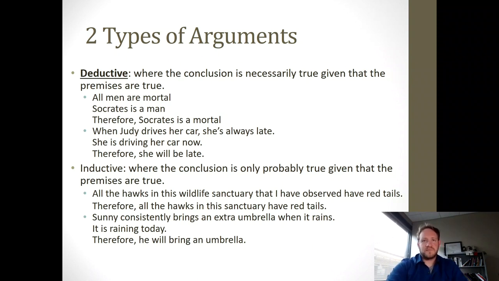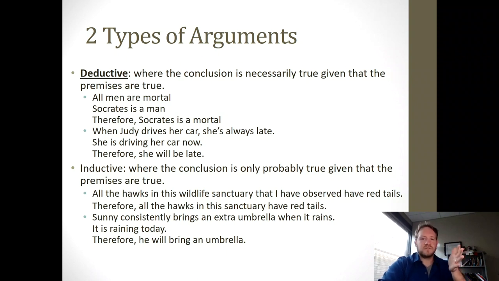And so let's look at a couple examples here. All men are mortal. Socrates is a man. Therefore, Socrates is a mortal. This is a necessarily true conclusion, given that the premises are true, and the conclusion follows from the premises, right? This argument is deductive. It tries to give you a guaranteed conclusion with the reasons given for it, right? That's the nature of all deductive arguments. They're very, very strong, very powerful.